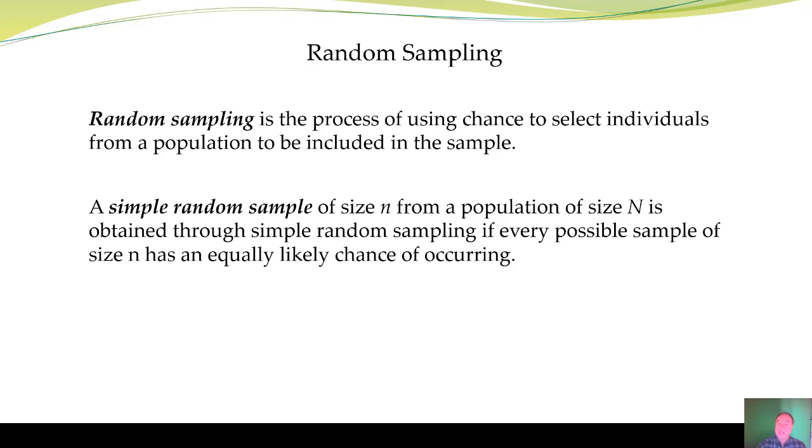Now, if you notice in this case, we used a lowercase n and an uppercase N. The lowercase n is a statistic because it's a sample. Uppercase N is a parameter because it's from a population. So they both are size, but it depends upon whether it's from a population or a sample.